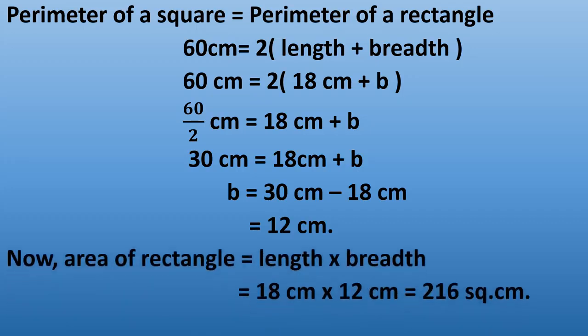When length and breadth both are with us, we can easily find out the area of the rectangle. So area of the rectangle is equal to length multiplied by breadth. 18 centimeter multiplied by 12 centimeter, which is equal to 216 square centimeter. Understood? Beta, all the questions you have to read twice or thrice, then only you are able to do.